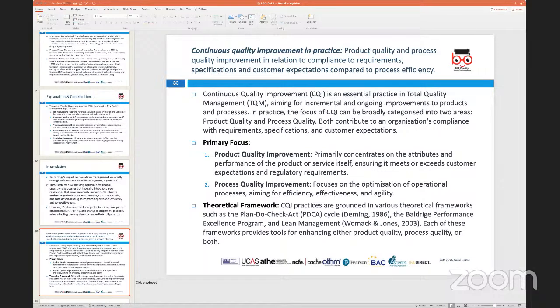Now, before we go into continuous quality improvement, what we need to understand is what is product quality. How do we define product quality? What is meant by product quality? When we look at product quality, what we are looking at is essentially how the product meets the requirements of the customer. How does it serve the needs and demands of the customer?